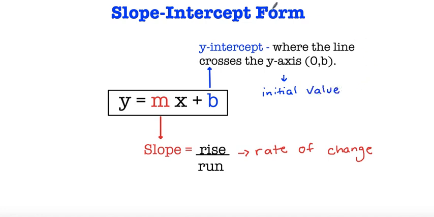So the reason why it is called initial value is because it's where the line intercepts the y-axis, and because x is 0, it's considered our initial value.